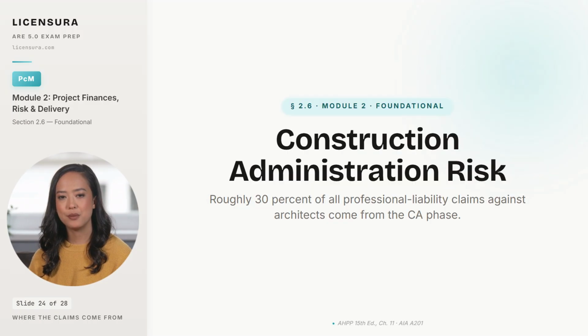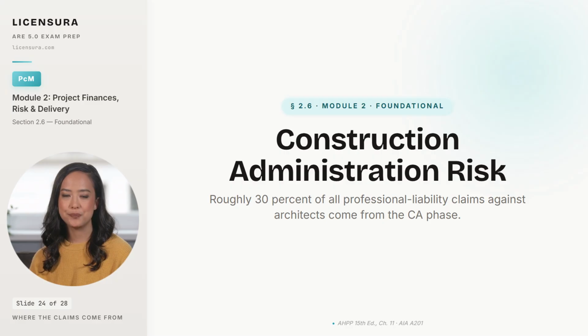Here is the uncomfortable truth most architects do not want to hear about construction administration. Roughly 30% of all professional liability claims against architects originate during CA, not during schematic design, not during construction documents, but during the phase you are most likely to staff thinly and document casually. The reason is not complicated.